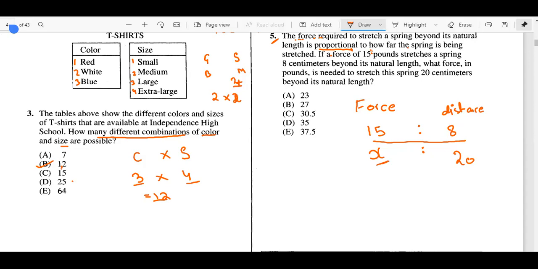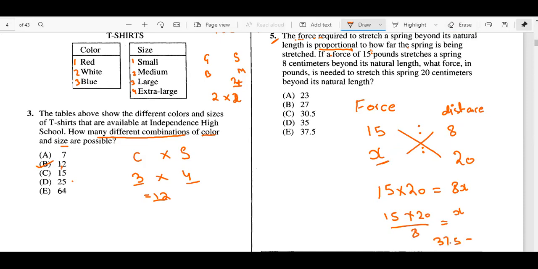So for such questions, what we do is we simply cross multiply, right? So I am going to cross multiply this way. I will get 15 into 20 equals 8x. So x would be 15 into 20 by 8. So I'm going to get 37.5 equals x. So E is the answer. So is this question clear?